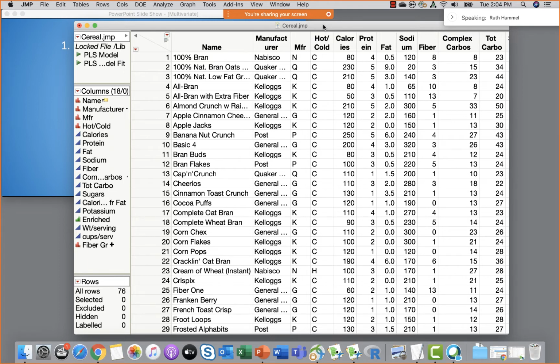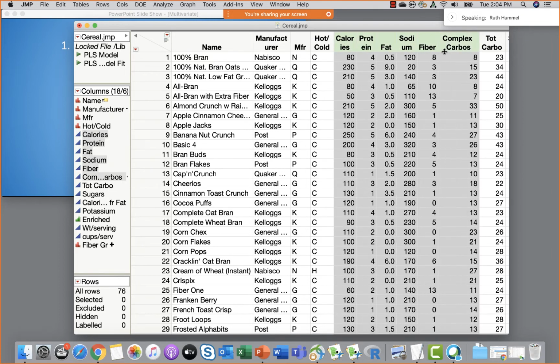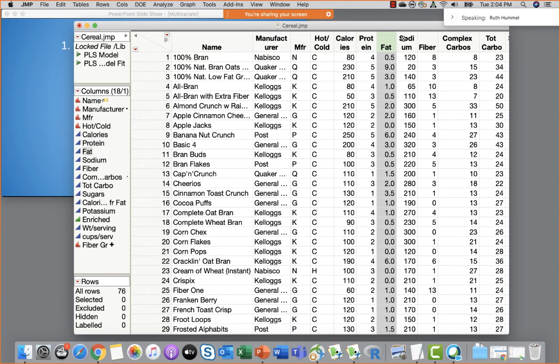So this data set has 76 rows in it, 76 different serials. So each row is a serial. And then there's a lot of information about that serial, things like the calories in one serving, the protein in one serving, the fat in one serving, and so on. So some ways that we might want to start by exploring this.